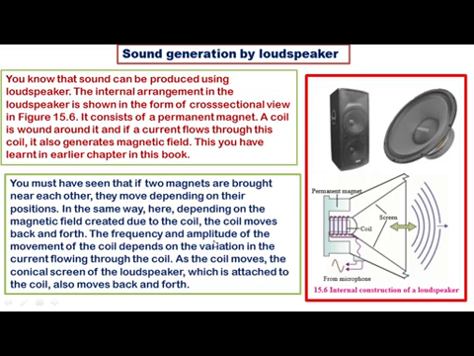The frequency and amplitude of the movement of the coil depend upon the variation in the current flowing through the coil. As the coil moves, the conical screen of the loudspeaker, which is attached to the coil, also moves back and forth.